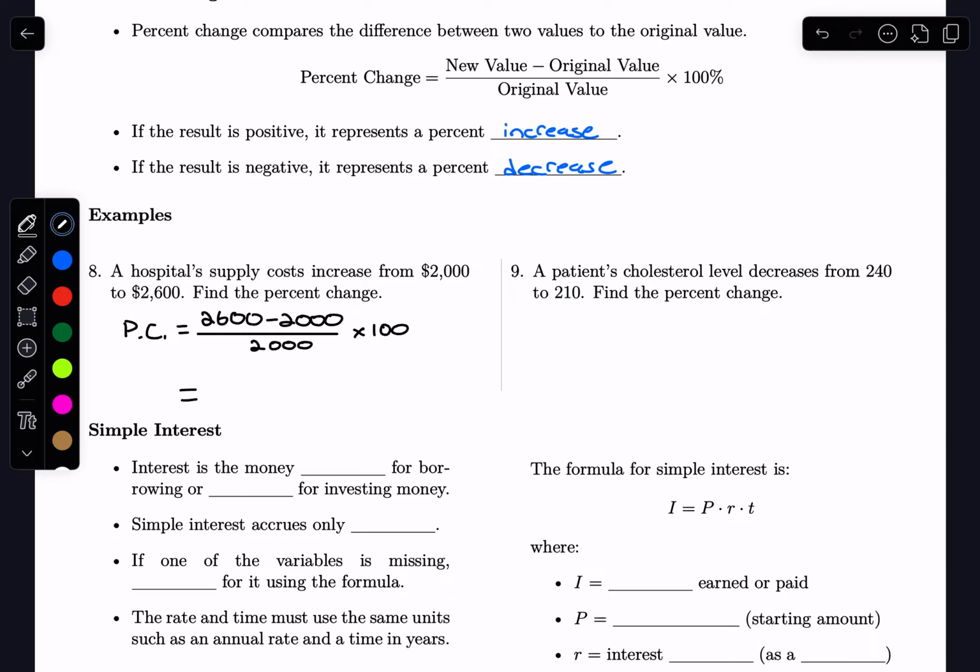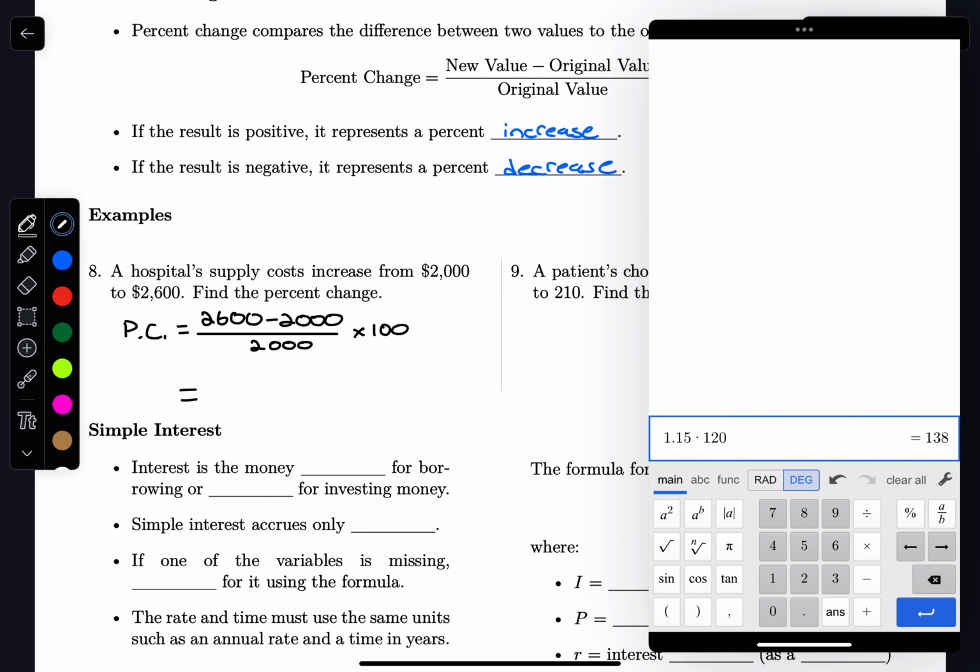We could try to work it out by hand, and it ends up not being too bad. The top is 600, and then 600 divided by 2,000 is going to give us 0.3, and then when we multiply by 100, it's 30. But for a lot of these, you're not going to know if it's a clean number or not from the beginning. And so if we put it into our calculator first, 2,600 minus 2,000, all divided by 2,000. Notice that gives me 0.3. But then if I multiply by 100, I get the actual percent change, which is 30%.